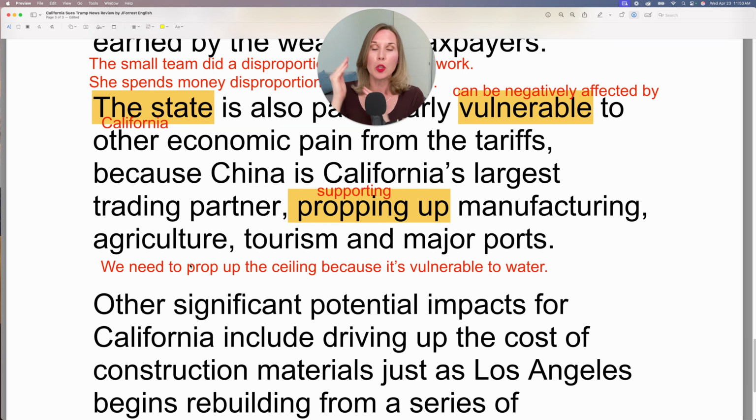So maybe you put a steel beam or a wood beam or something to support, because remember, to prop up means support. We need to prop up the ceiling because it's vulnerable to water. So remember, if it's vulnerable, it means it can easily be affected and negatively affected by water. So we need to support the ceiling so it doesn't flood.